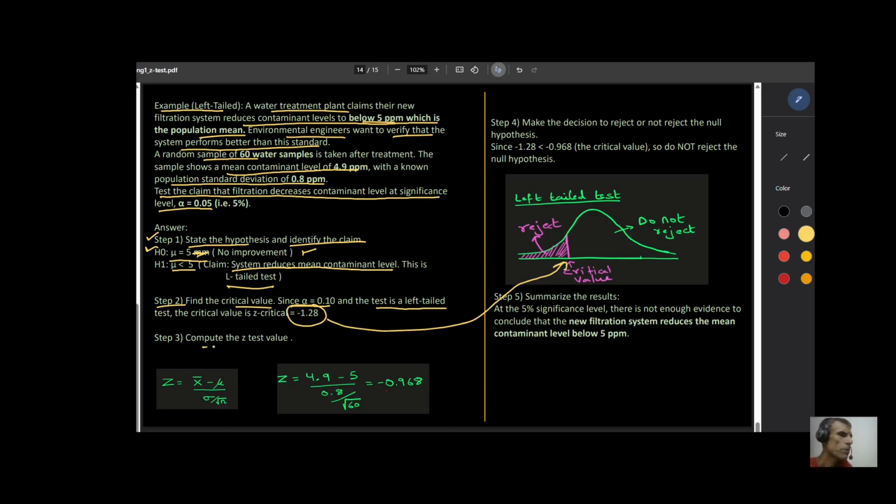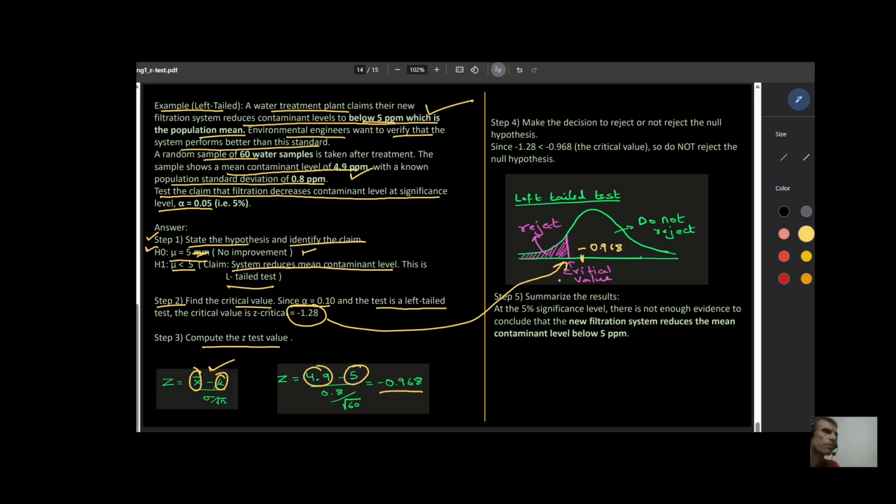Now you compare the z test value. I use my formulas; this is my sample mean, this is my population mean. My sample mean is 4.9, it's given to you right there, and my population mean is 5, that's given to you right here. Substitute in the formula and your z value comes out to be minus 0.968, so it will fall somewhere over here.